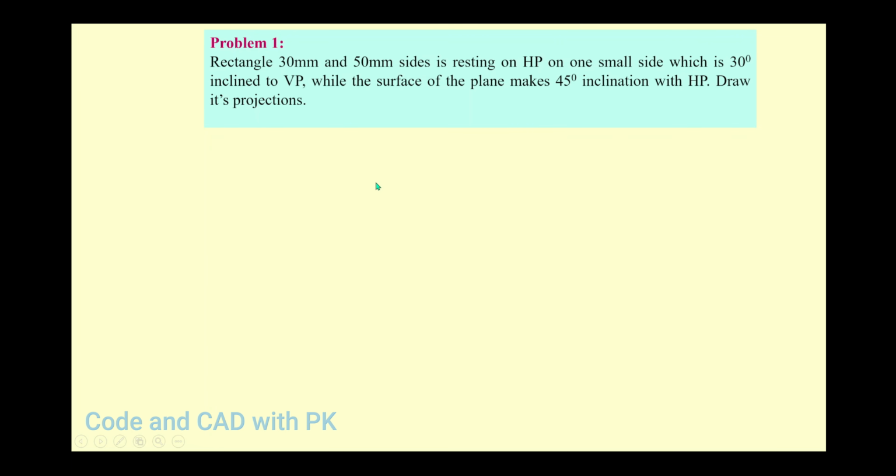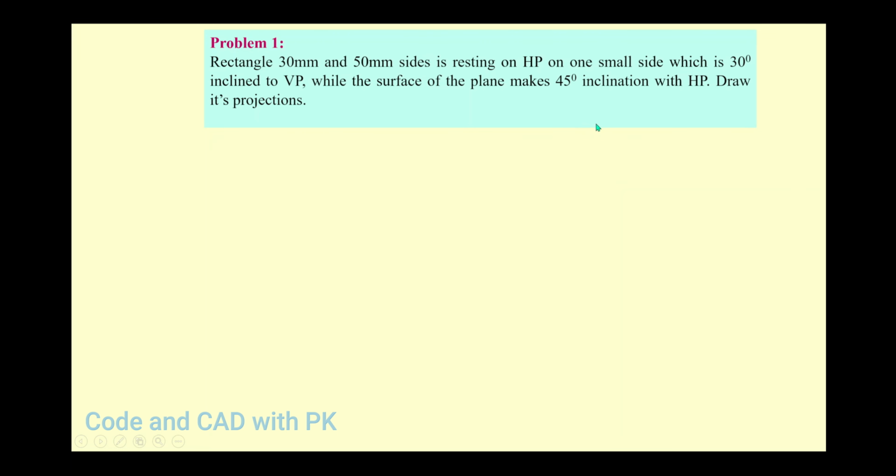This is the problem from projections of planes. Here in this problem, the plane is a rectangle plane. It is 30 mm and 50 mm sides resting on the horizontal plane on one small side, which is 30 degrees inclined to the vertical plane, while the surface of the plane makes 45 degrees inclined to the horizontal plane. Draw its projections.